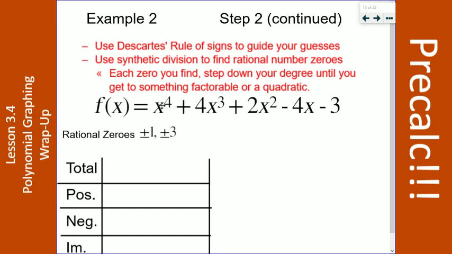So now we need to use Descartes' rule of signs to figure out what our possible solution scenarios are. Then once we have those, we want to use synthetic division to find those rational number zeros. And then again, for each zero you find, step down your degree until you get to something factorable or a quadratic. I'm going to give you a second to use Descartes' rule of signs and figure out what your solution scenarios are going to be. Ready, set, go.